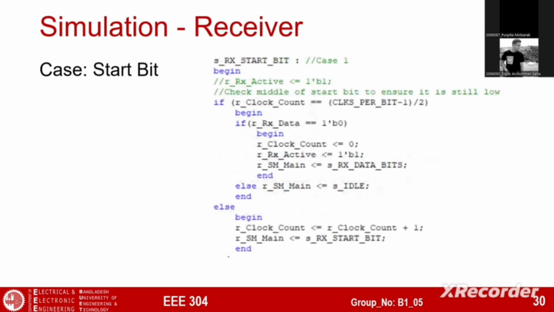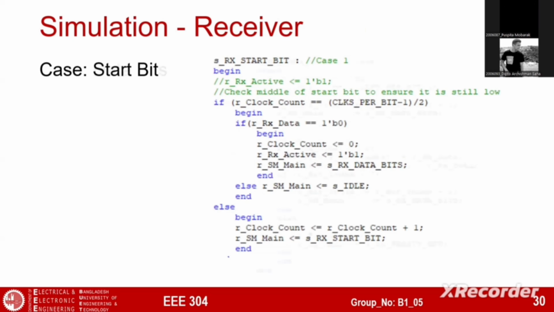So the next step will be, it will check the middle of the start bit because there can be a faulty signal of 0. So when it checks the middle of the start bit and still finds 0, then it is satisfied that the start bit is valid. Since the start bit is valid, it will move to the next state, that is the data bit.